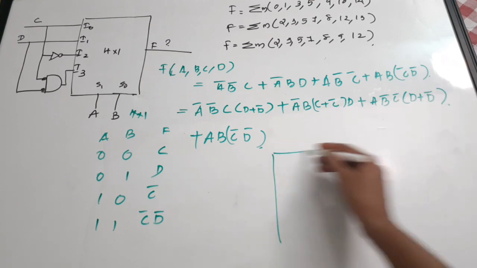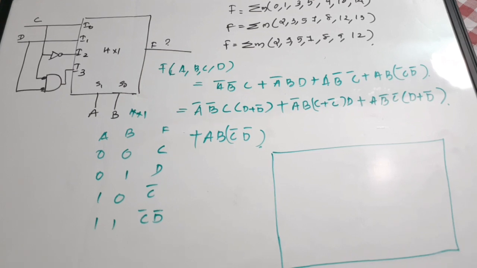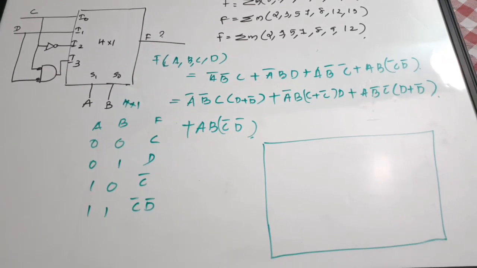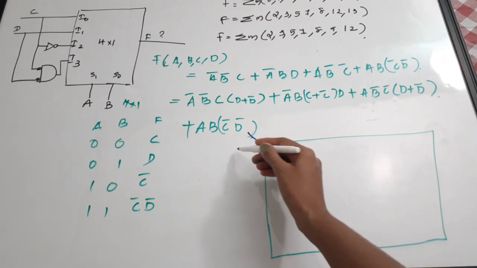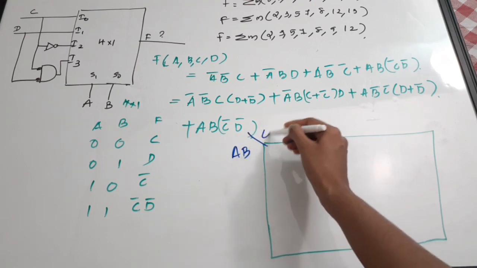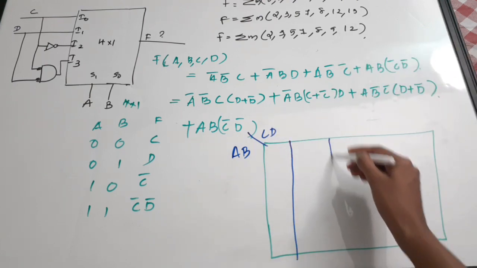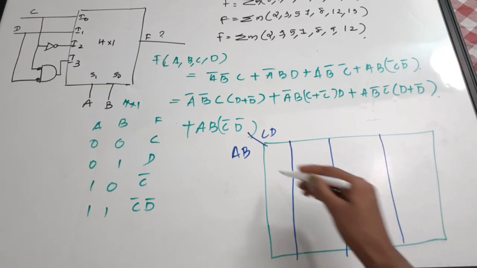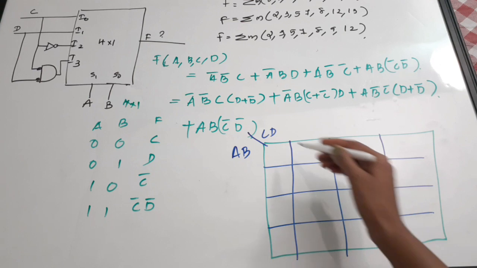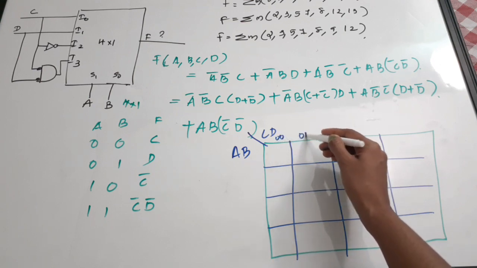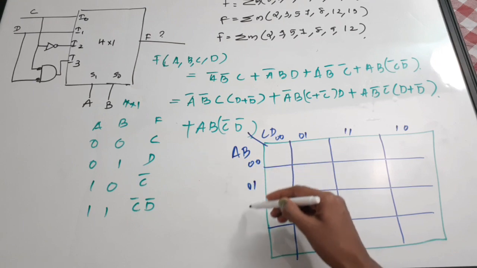Now I am going to implement it as a 4 variable K-map. I hope you can see it very clearly. So my K-map has 4 variables A, B, C, D. Then 1, 2, 3, 4 and 1, 2, 3, 4, with 0, 0, 0, 1, 1, 1, 1, 0 on each axis.